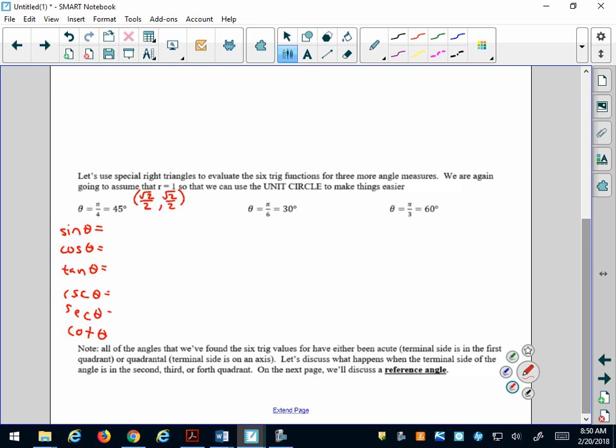Okay, again, think about this ordered pair as cosine, sine. So what's the sine? Root 2 over 2. What's the cosine? Root 2 over 2. Remember, tangent equals sine over cosine. If sine and cosine are the same, we put them over each other. What does that equal? 1.